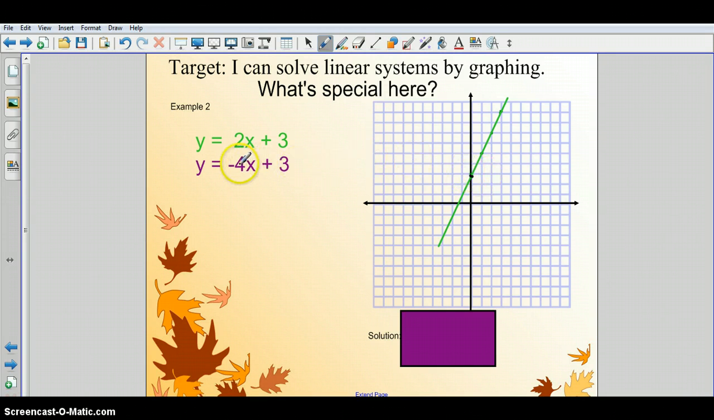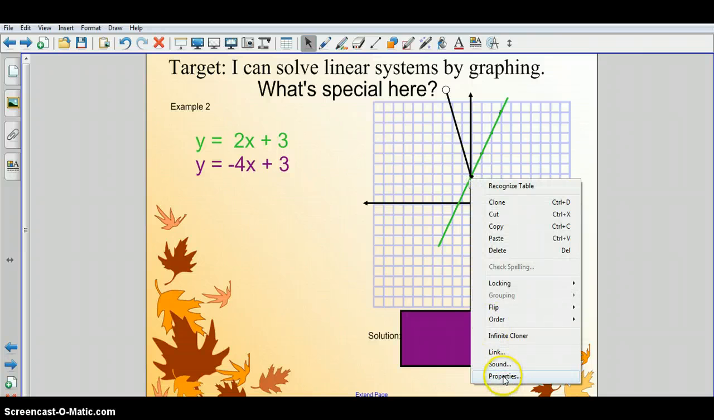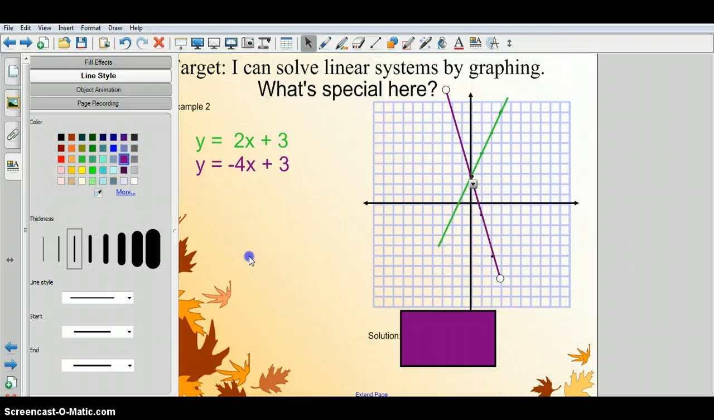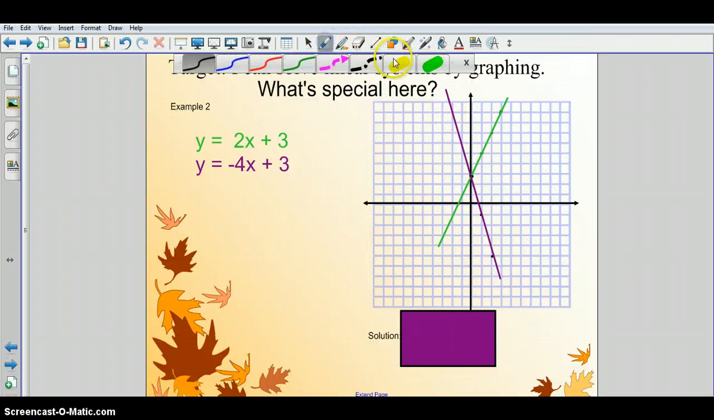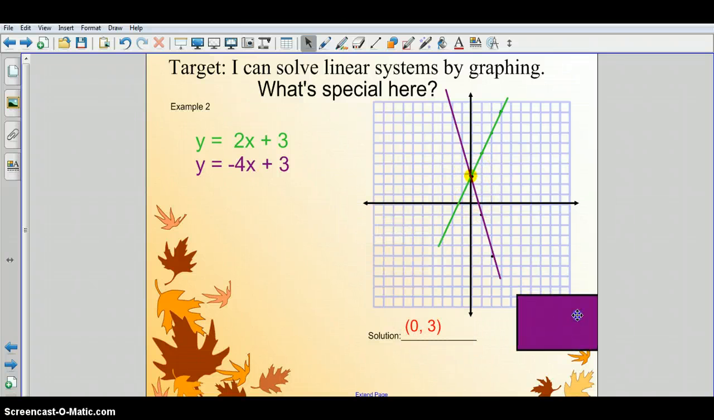But from there, I am going to move down 4 over 1 to the right. Because my slope is a negative, down 4: 1, 2, 3, 4, over 1 to the right. And I could do that one more time, but it looks like I have a pretty good pattern going here. Could easily draw that line in. I'm going to color it purple because I like to color coordinate these lines. I'm going to highlight that intersection point, which is my solution. So when you read the solution here, the solution is 0, 3.